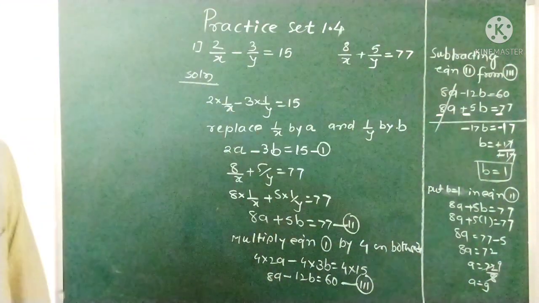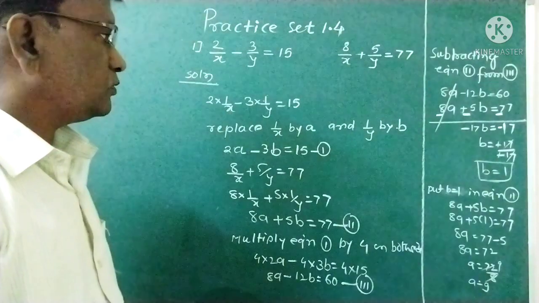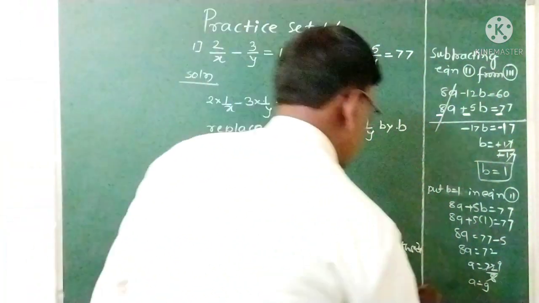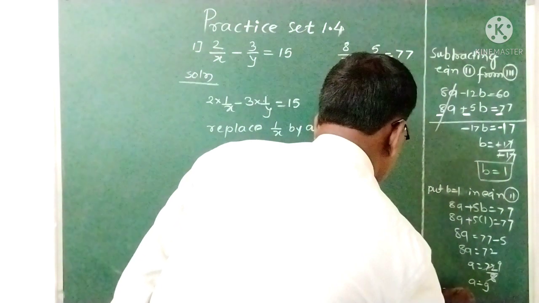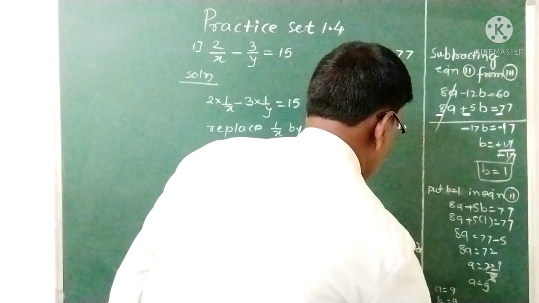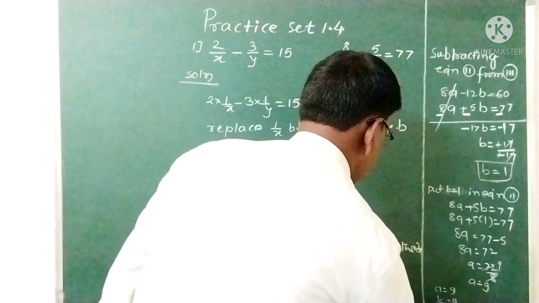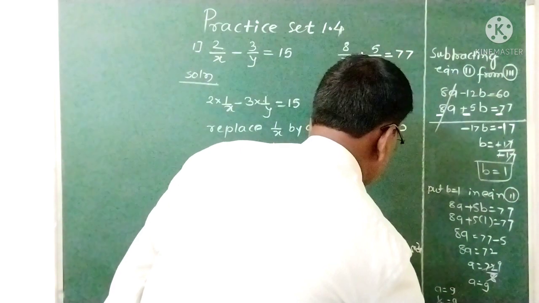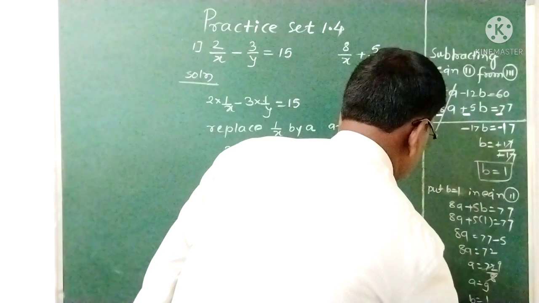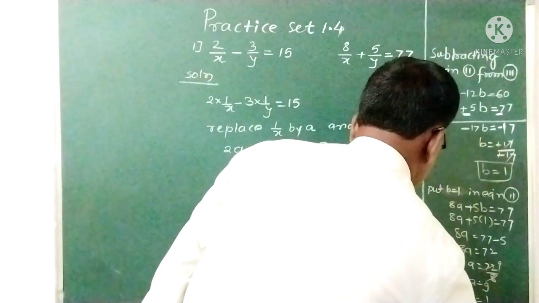Then we get the value of b and the value of a. You have to find out the value of x and y. And we know that a is equal to 1 by x is equal to 9. So take this x this side, 9 this side, we get x is equal to 1 by 9, and b is equal to 1. We know that b is equal to 1 by y is equal to 1, so y is equal to 1.